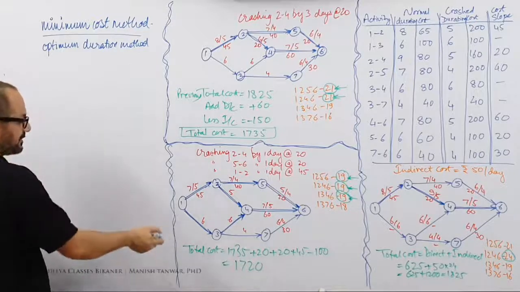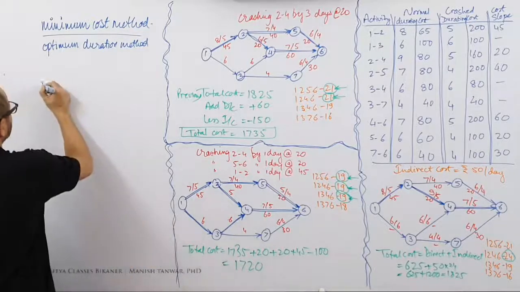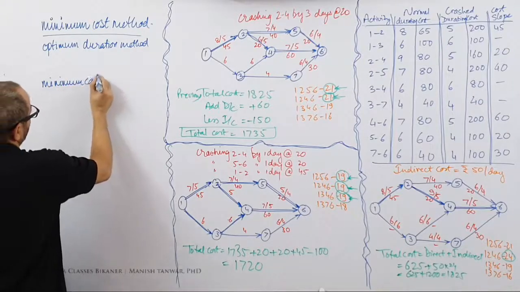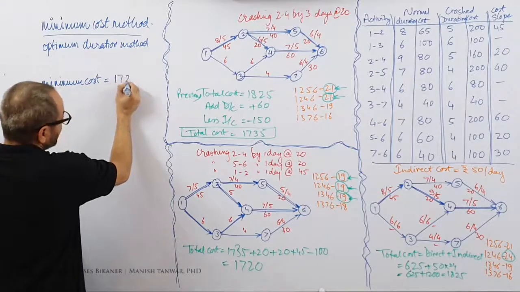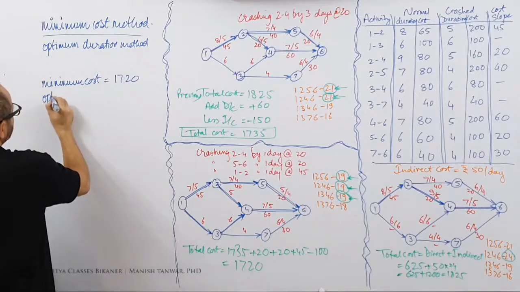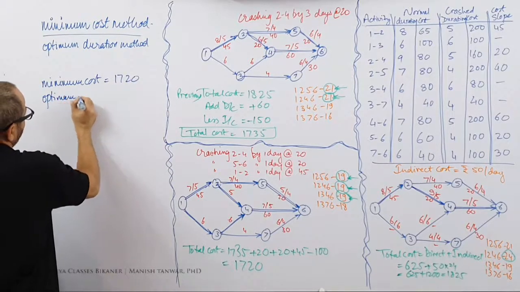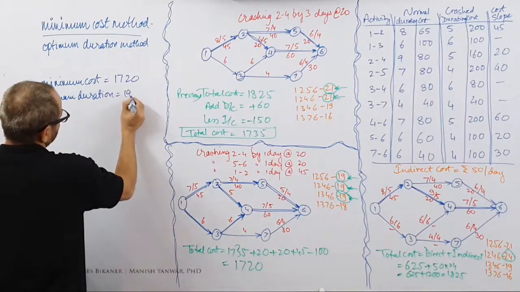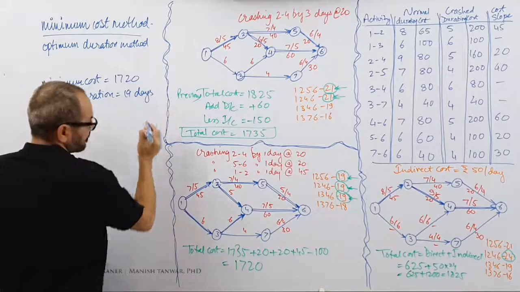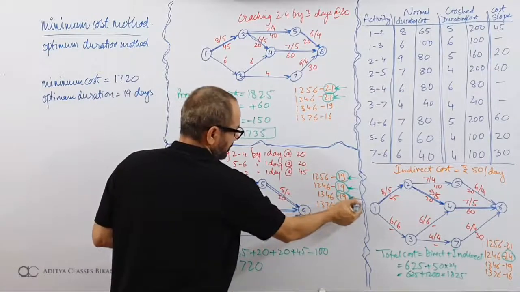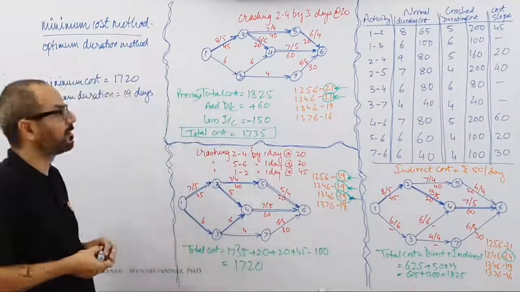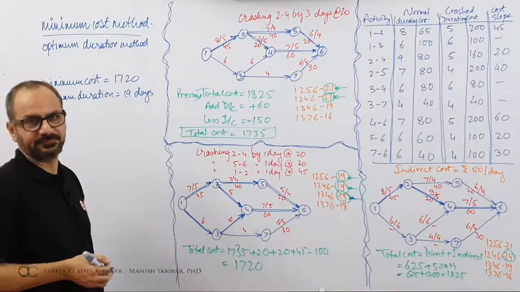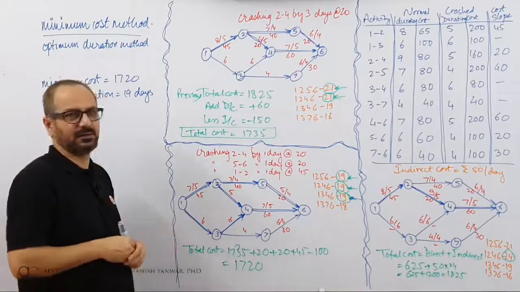Now can I have my answer? Minimum cost is 1720. What is the optimum duration of the project? 19 days. This is where we decide about 19 days. Optimum duration is 19 days, and this is the optimum path. This is the optimum network.